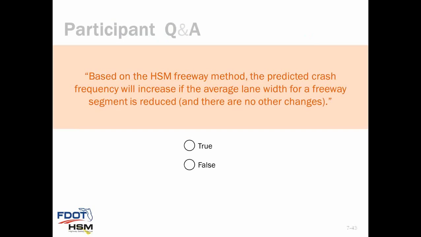So let's take another poll to see if everyone is connecting with some of these concepts. Please indicate whether the following statement is true or false. Based on the HSM Freeway method, the predicted crash frequency will increase if the average lane width for a freeway segment is reduced and there are no other changes. Now, by no other changes, I mean all other dimensions stay the same.